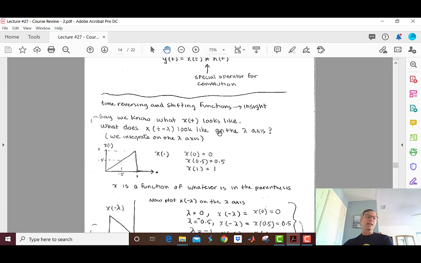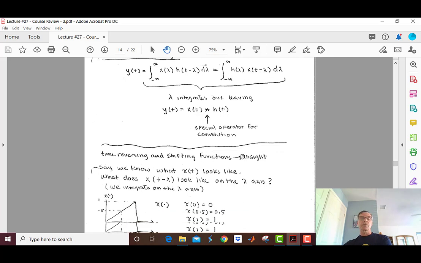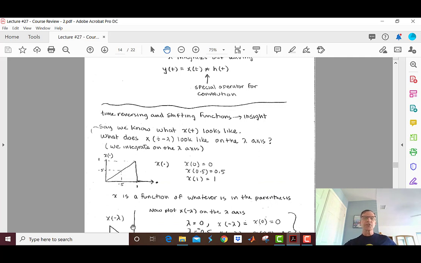And I got to be honest again, I end up doing this every time I end up with one of these. So say we know what x of t looks like. We want to know what x of t minus lambda looks like on the lambda axis. Why am I interested in this? Because we're going to integrate on the lambda axis, and we have our x of t minus lambda, which is one of the constituents of our integral.